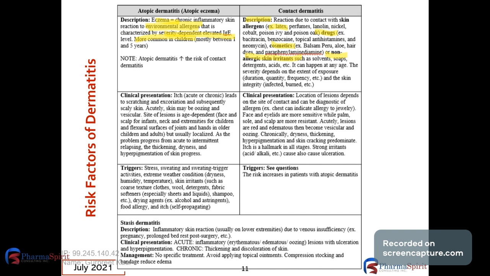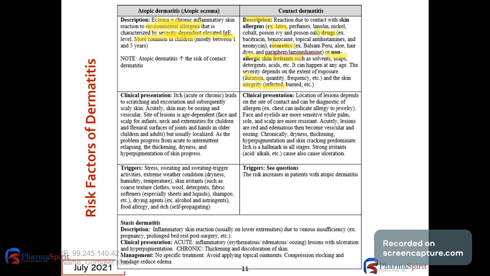And it can happen at any age, and the severity will depend on the extent of exposure. So, for how long the exposure is, the quantity of the allergen or the drug or the cosmetic, the frequency of the exposure, is it one time every year, is it every week, and the skin integrity. Is the skin infected? Is the skin burned? Because all of this can affect the severity of the condition.